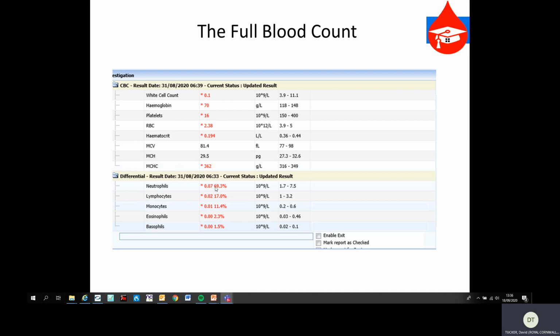This is a particularly anemic sample. Actually, this is a sample of pancytopenia. The platelets are low, the hemoglobin's low, the white cells are low, and this is because this particular patient has had chemotherapy. But the numbers are sometimes shown in red or a different color if they're abnormal, and black if they're normal.